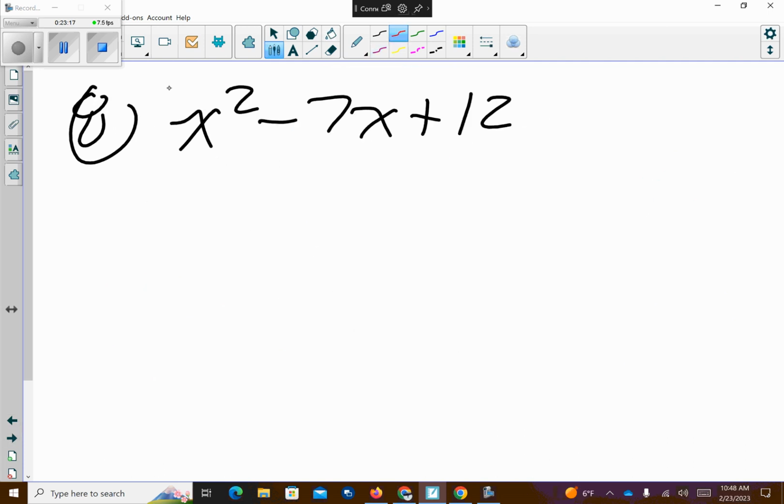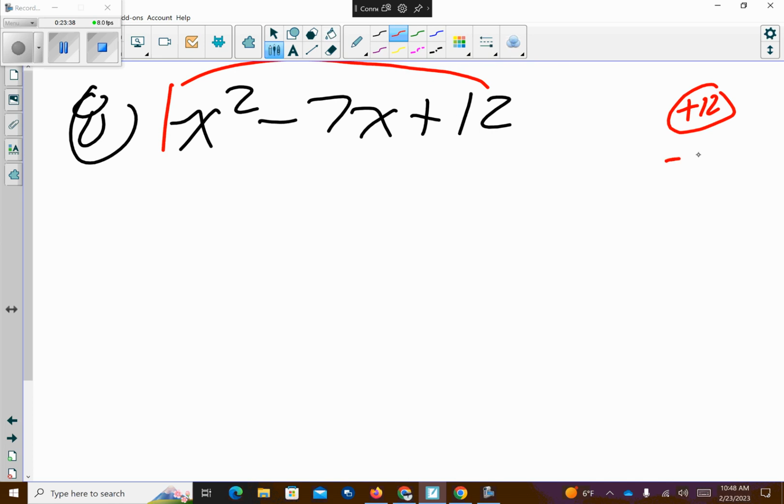All right, ready? 1 out front. 12 times 1 is? 12. And it's a positive 12. So we guarantee when we multiply two numbers together, if it's positive, I know it's positive, positive, or negative, negative. What is it going to be on this one?